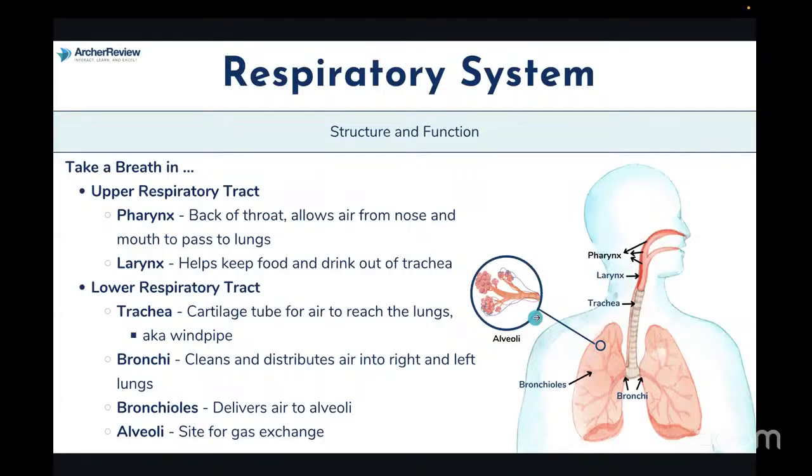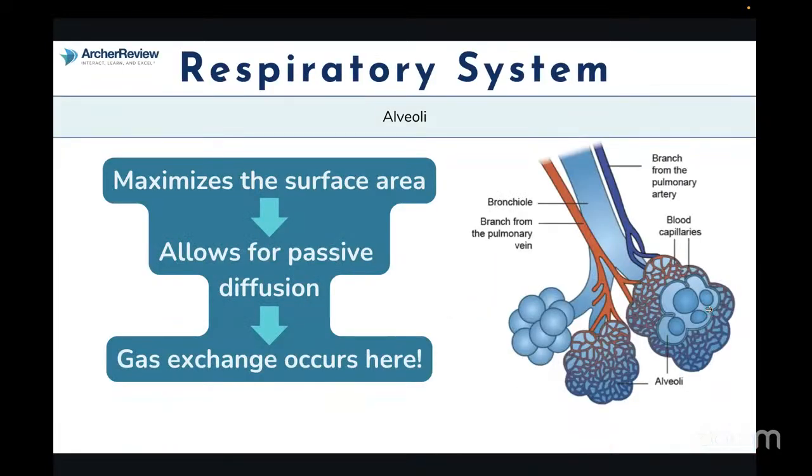Everything else leading up to the alveoli, the pharynx, larynx, trachea, bronchi, bronchioles, is simply a transportation system for getting that air to the alveoli. So these alveoli must be pretty darn important then, and they are.